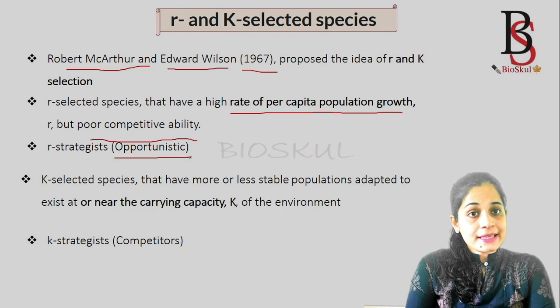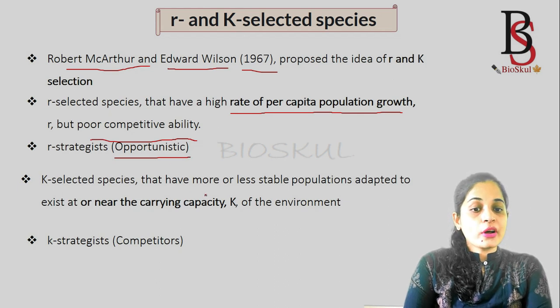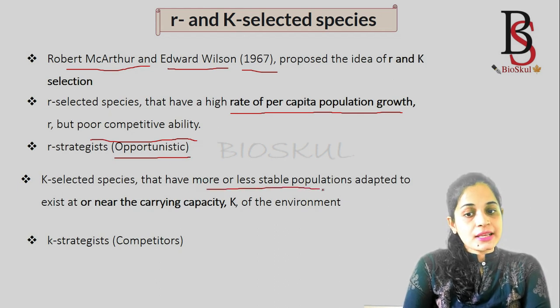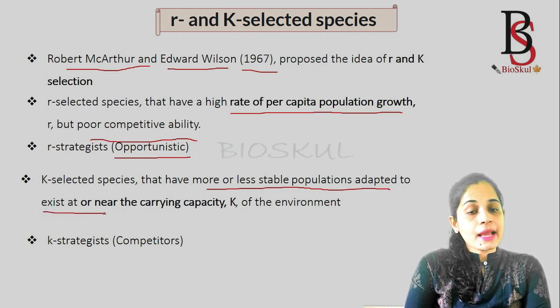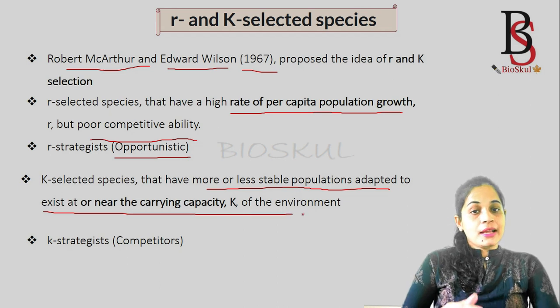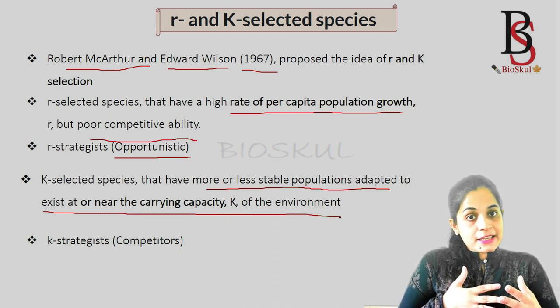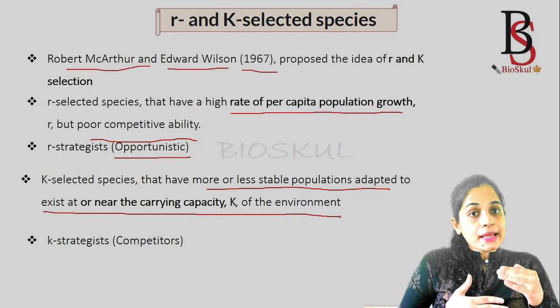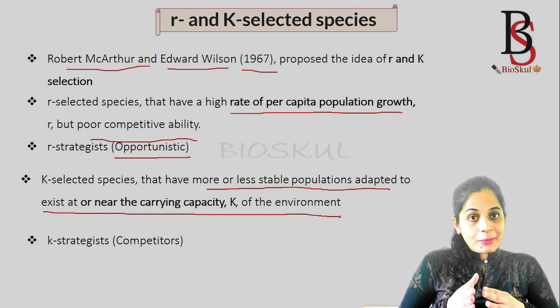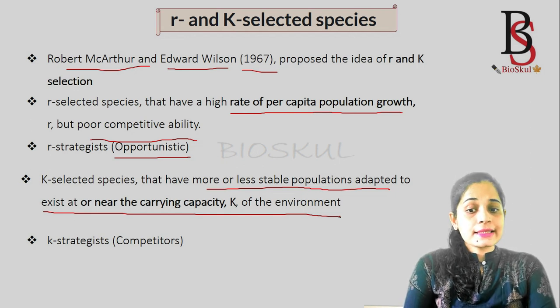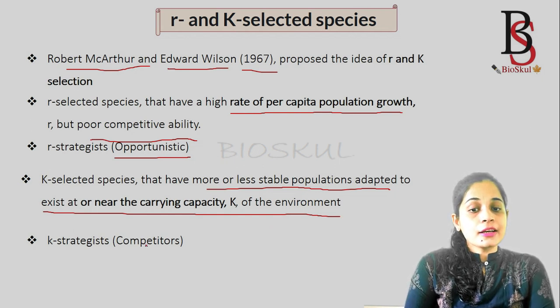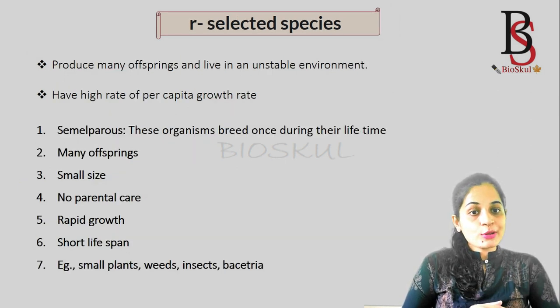Whereas the K selected species have more or less stable populations adapted to exist at or near the carrying capacity of the environment. Mostly the K selected species are found near the carrying capacity of the environment. You can remember K for carrying capacity, and the K selected species are the competitors. So let's know more details about the R selected species and their features.